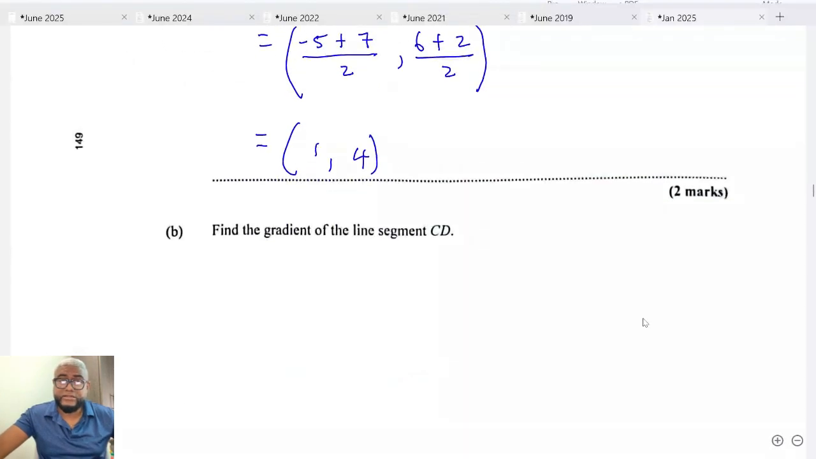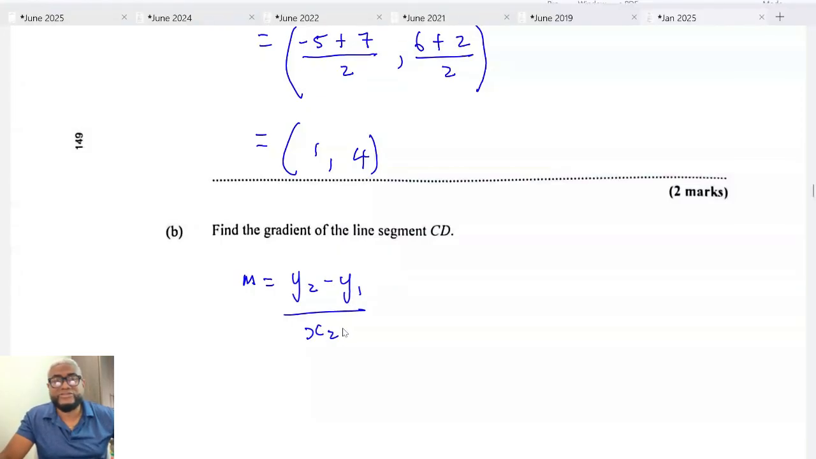Gradient of CD. That is negative 1/3. Now, Y2 minus Y1 over X2 minus X1. Write it over 10 times more, please. Gradient of a line, comma M. There we go. What's Y2?